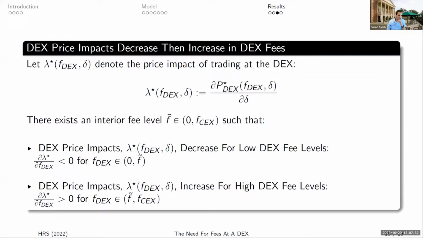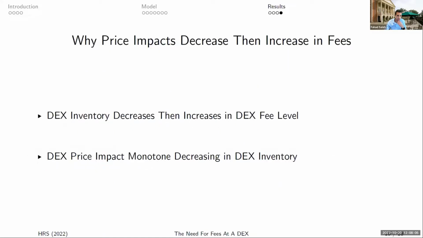So why are trading costs behaving this way? Well, it boils down again to the price impacts. Price impact formally is just the derivative of the price function with respect to the trade size. And just as trading costs are non-monotone, so are these price impacts. If you start fees at 0 and you increase them from there, the price impacts are first going to decline, and then they're going to increase. So raising fees when the fees are very low can be advantageous to users because they might actually experience lower price impacts and lower trading costs.